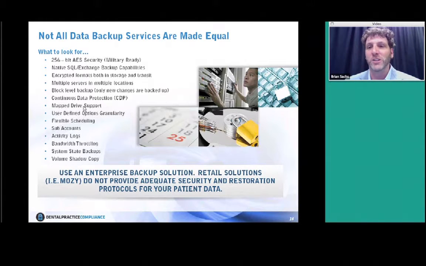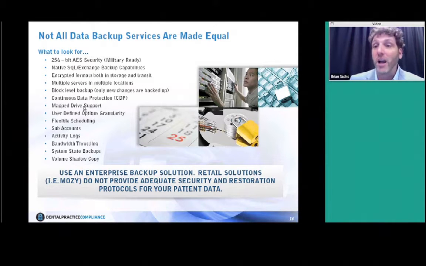I could talk to you until you're blue in the face with all these specifics that are rather technical, but at a very high level, what's really important with data backup is that the data backup has native SQL and Exchange, or we call that SQL, Exchange backup capabilities. Every one of the practices that I speak with are working with a dental practice management software. So that could either be EagleSoft, Dentrix, there's so many of them. Every one of these dental practice management software are written in SQL.